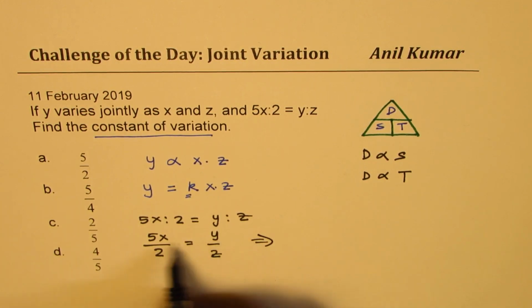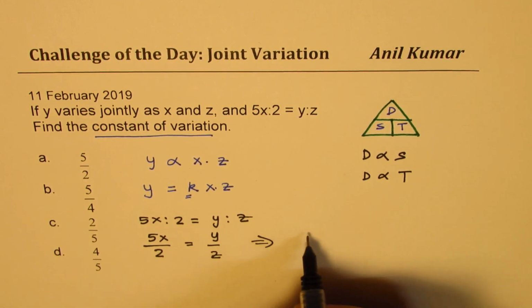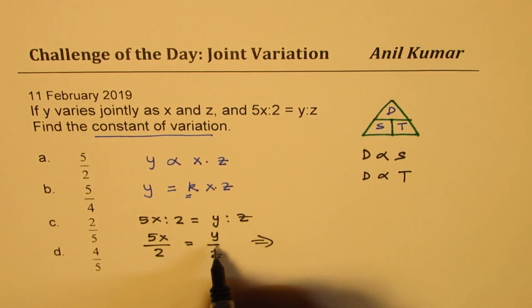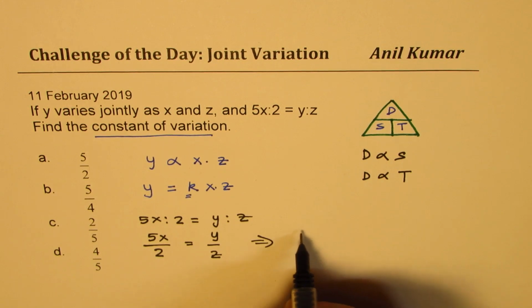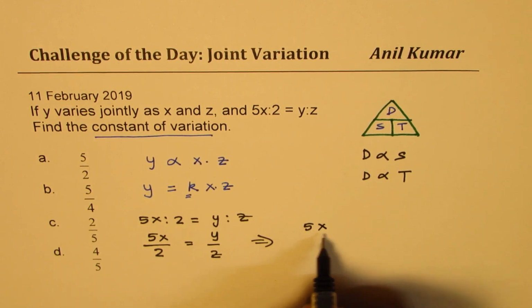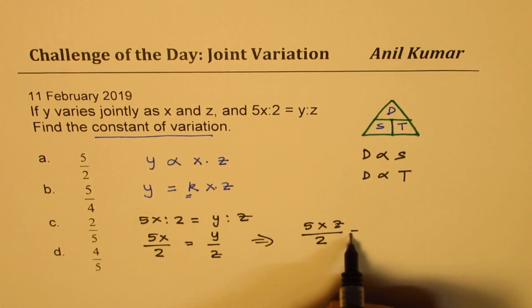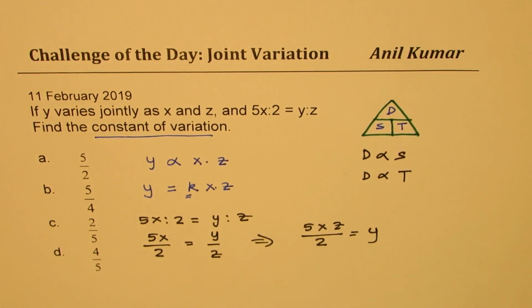Now we could cross multiply. So what we get here, rather we can just isolate y from here. So we get 5x times z over 2 equals y. Do you see that part?